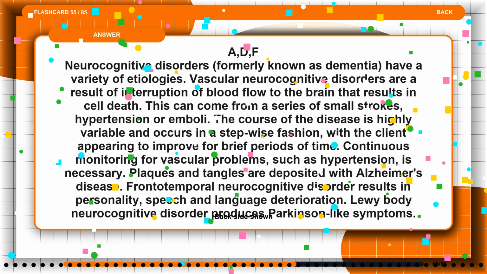Plaques and tangles are deposited with Alzheimer's disease. Frontotemporal neurocognitive disorder results in personality, speech, and language deterioration. Lewy body neurocognitive disorder produces Parkinson-like symptoms.